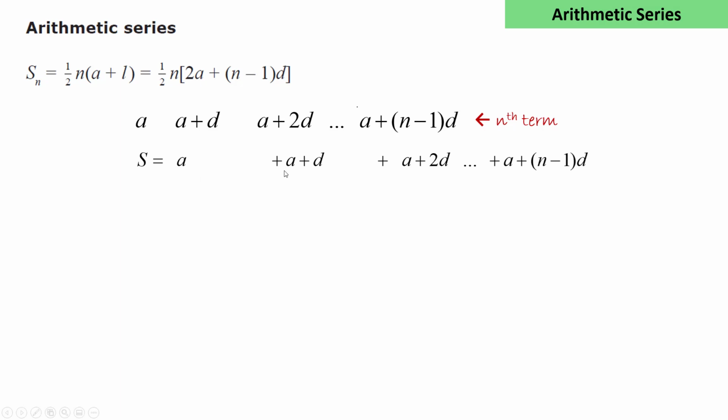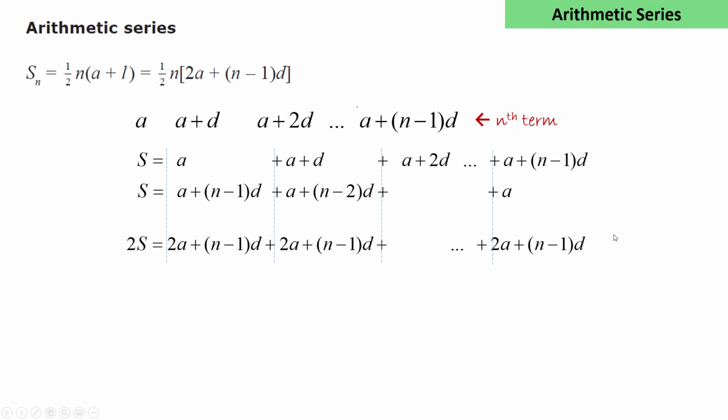First, we write the sum in one direction, starting with the first term, ending with the nth term. Then we write the series in reverse order, starting with the nth term, going back to the first term. What we note is that the pairs of terms in these two sequences will always add up to 2a plus (n minus 1)d, or the first term plus the last term.